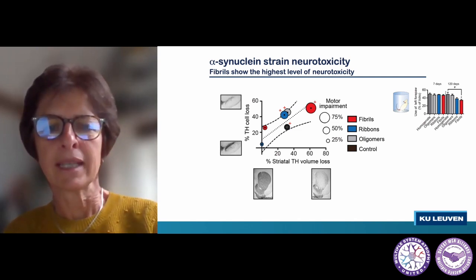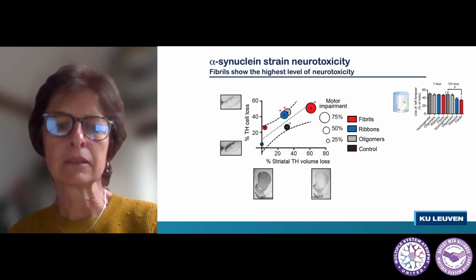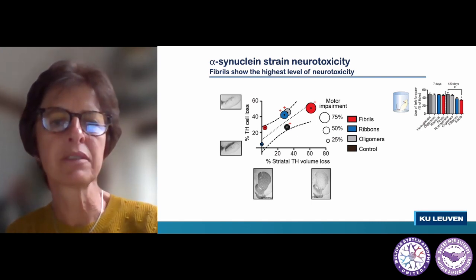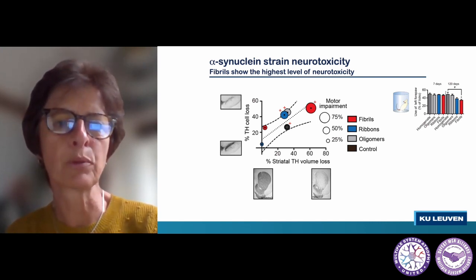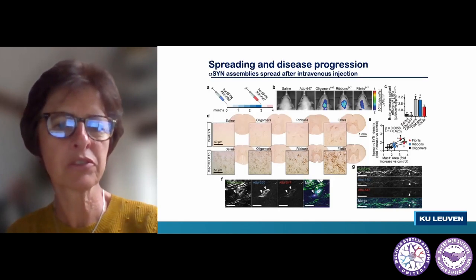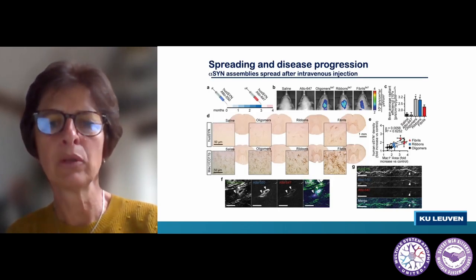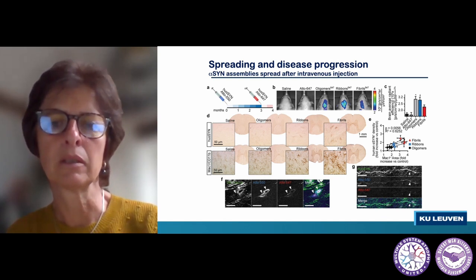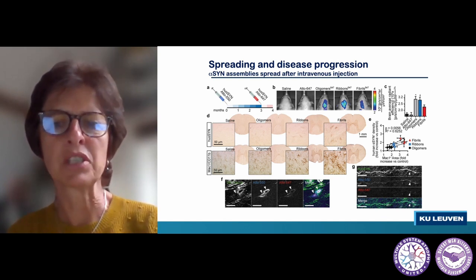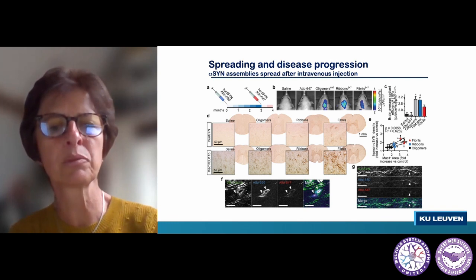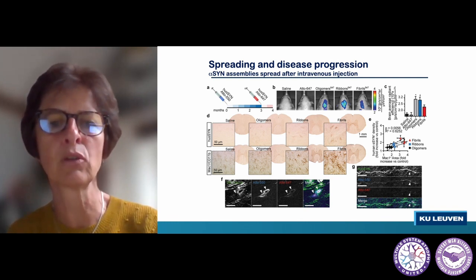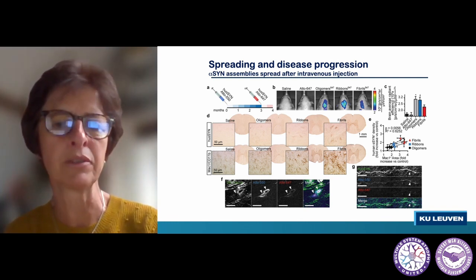We also looked at crossing of the blood-brain barrier. So we injected these strains, fluorescently labeled, into the bloodstream intravenously, and we looked at whether they could reach the central nervous system. We did this by imaging, but also by histology. And indeed, we could show that they can cross the blood-brain barrier and that they form inclusions in the spinal cord and in the brain.